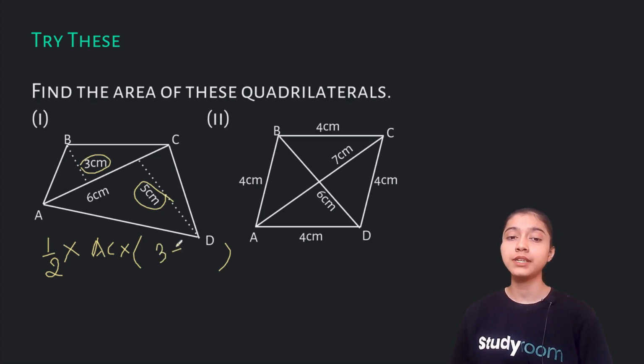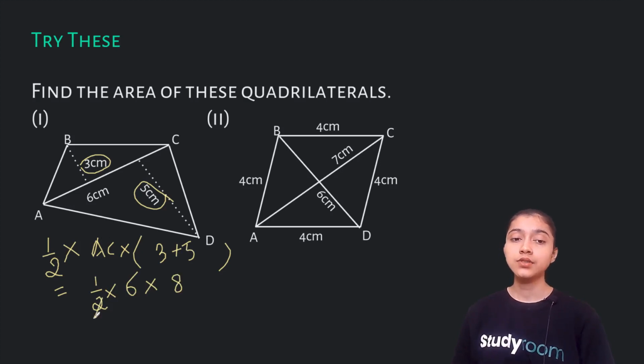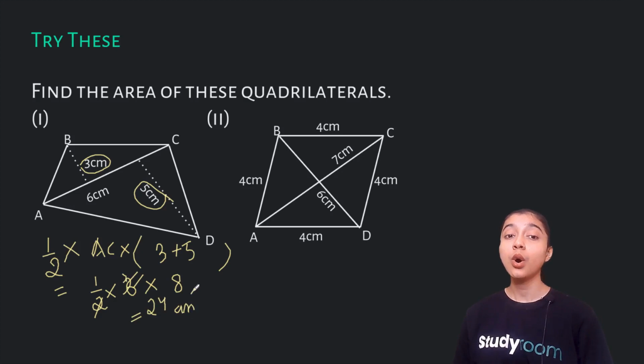That is 3 plus 5. So ultimately we have half. This common base AC has a length of 6 centimeters. So it will be 6 multiplied by 5 plus 3 gives us 8. So this is 3. And 8 multiplied with 3 gives us 24. So ultimately the area of this quadrilateral will be 24 centimeters square.